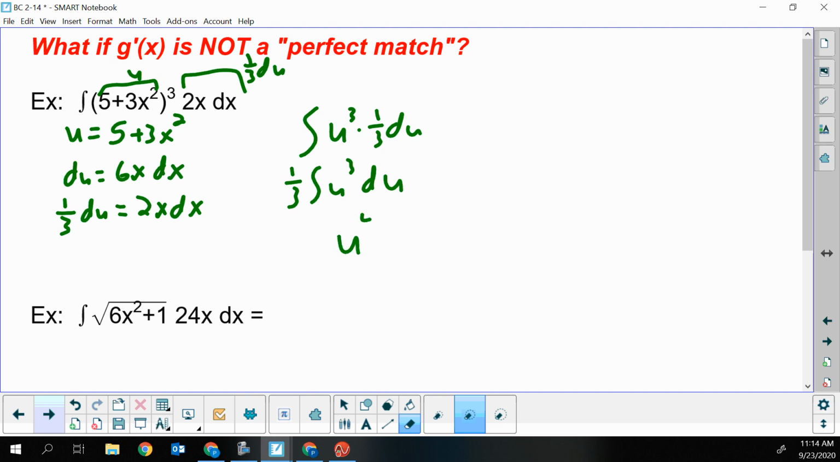So we'll have u to the fourth. We've got to divide out front by 4, which is like multiplying by 1/4. So a fourth times a third gives us a 12th. Then we got the plus c on the end. So for our final answer, we got 1/12 times 5 plus 3x squared to the fourth, plus c.